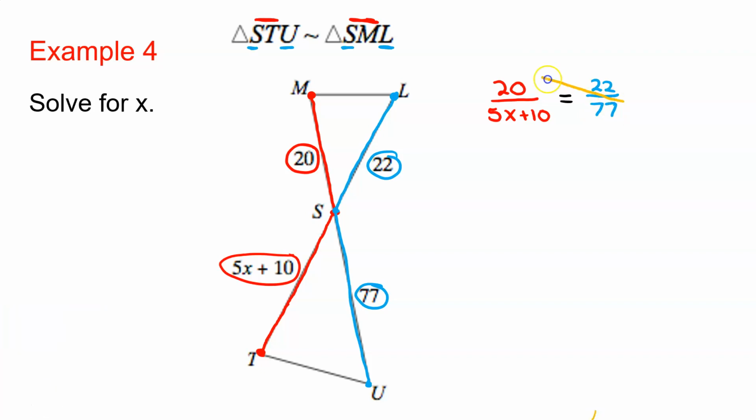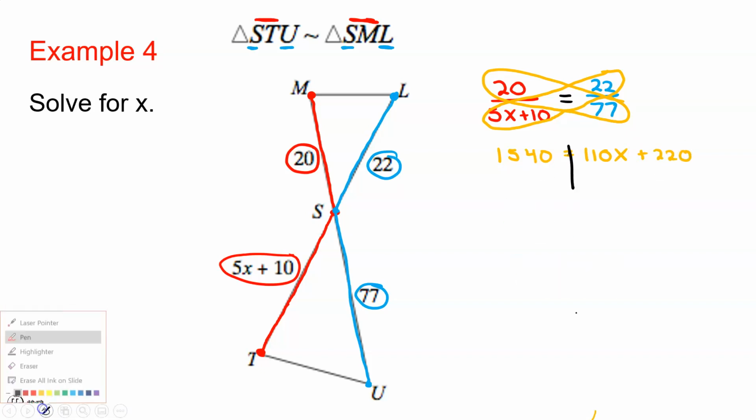If I cross multiply this way first, 20 times 77. Let me get my calculator out one more time. 20 times 77 gives me 1,540. And this is going to equal, cross multiply again, 22 times 5x and 22 times 10. So what is 22 times 5, or 5x? It's 110x. Don't forget to do, again, 22 times 10. That gives us positive 220. All right, it's a two-step equation.